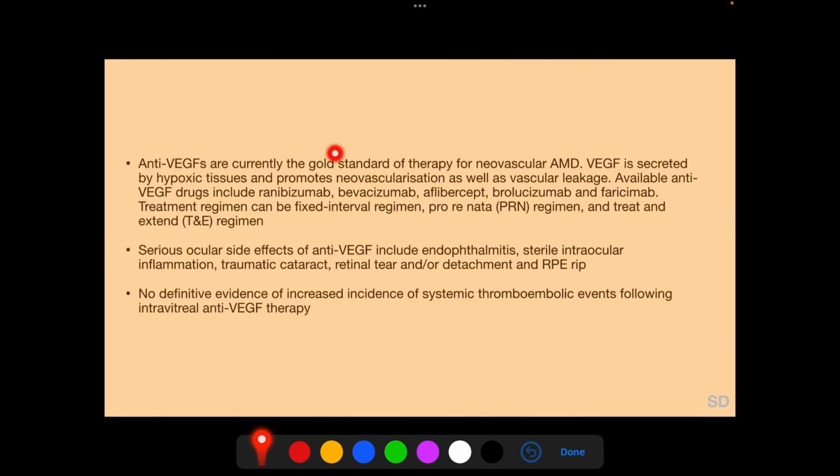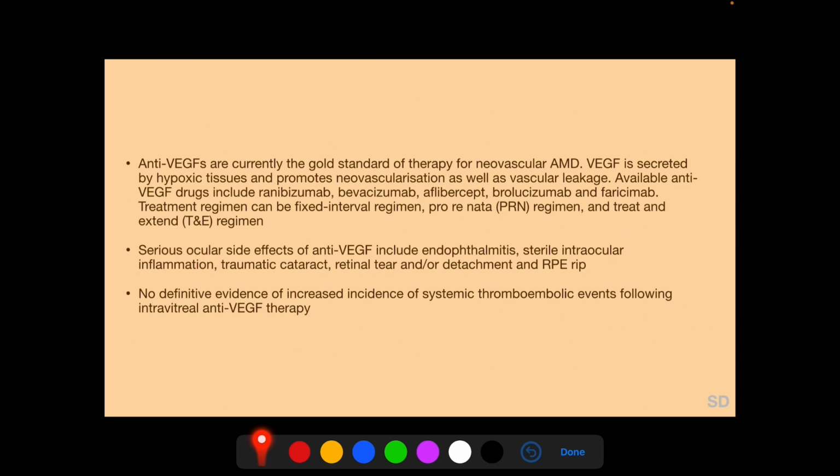Anti-VEGFs are currently the gold standard of therapy for neovascular AMD. VEGF is secreted by hypoxic tissues and promotes neovascularization as well as vascular leakage. Available anti-VEGF drugs include ranibizumab, bevacizumab, aflibercept, brolucizumab, and faricimab. Treatment regimen can be either fixed interval regimen, pro re nata or PRN regimen, and treat and extend or T&E regimen.